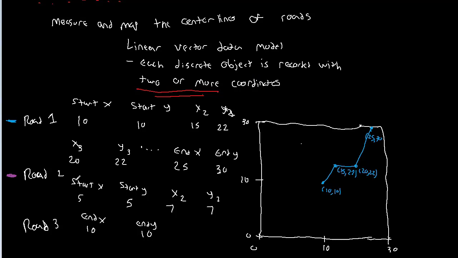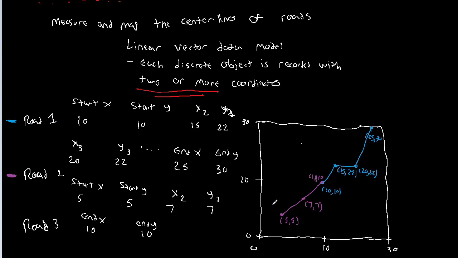We then have the second road, which starts at 5, 5, which will go roughly here. So this is going to be 5, 5. We'll go to 7, 7. We'll say that's right there. And then finally, this road ended at 10, 10. So it's going to be on top. And again, we're going to connect the lines.